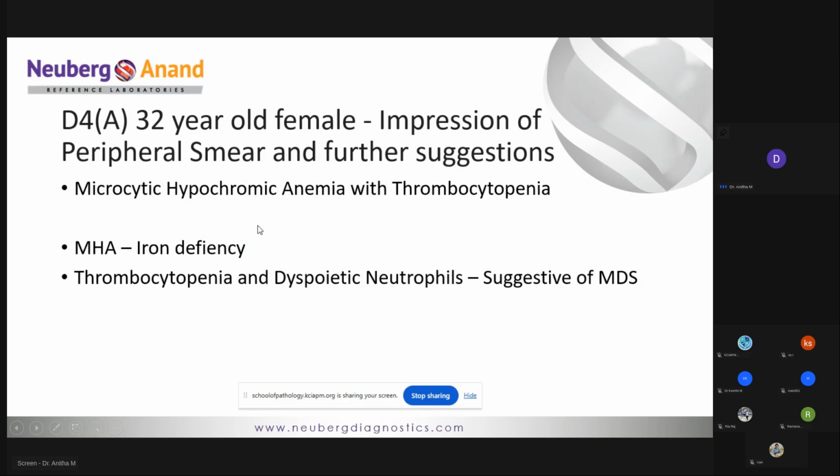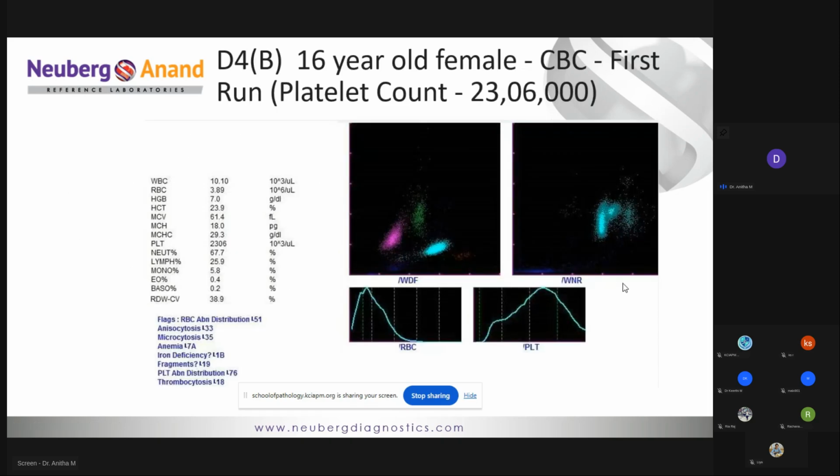Now, with the impression, it's definitely a microcytic hypochromic anemia with thrombocytopenia. Now, anemia can be because there may be a concurrent iron deficiency because we are speaking about a young female, but in addition, there were these cytopenias, thrombocytopenia being there, and dysplastic neutrophil. So whenever you have this, there may be a possibility of MDS if this cytopenia is persistent.